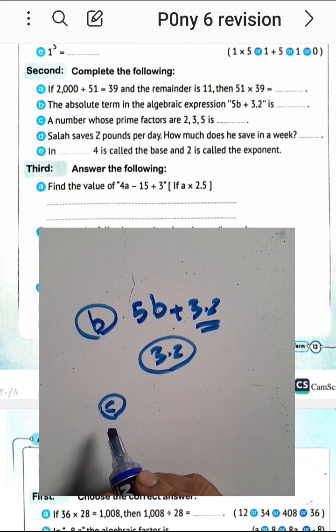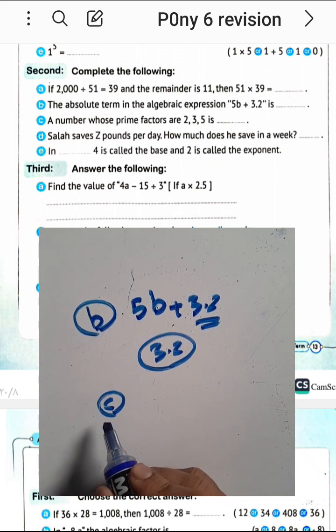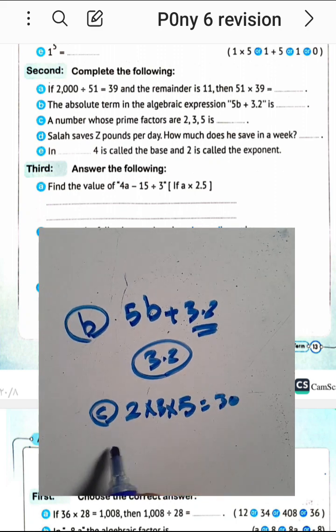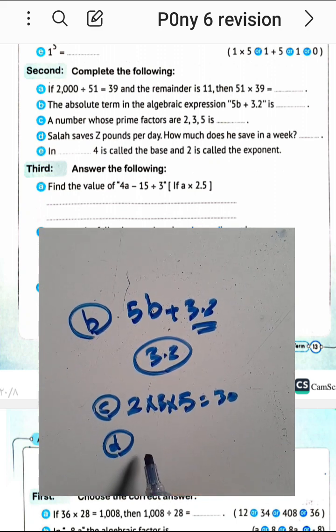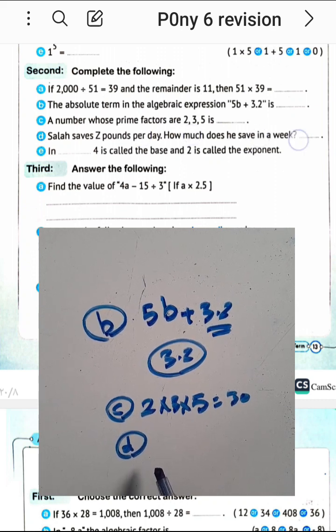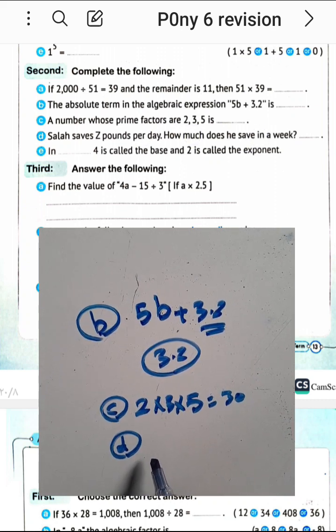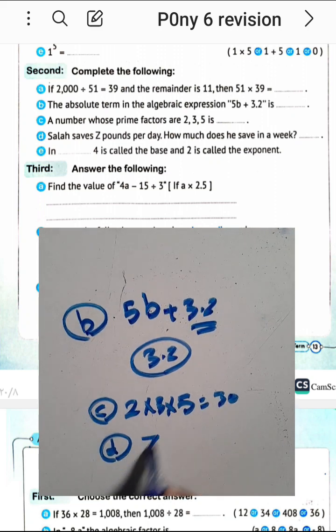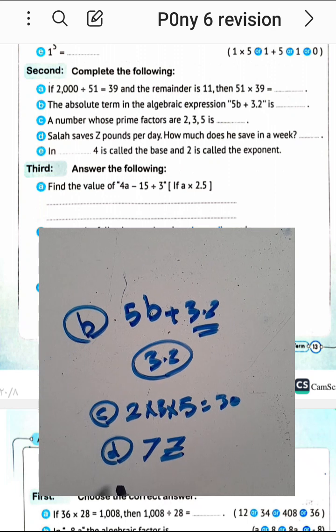Letter C, a number whose prime factors are 2, 3, 5: 2 multiplied by 3 multiplied by 5 will be 30. Letter D, Salah saves £8 per day. How much does he save in a week? We know 1 week equals 7 days. Then he will save in a week 7 multiplied by Z, it will be 7Z pounds.